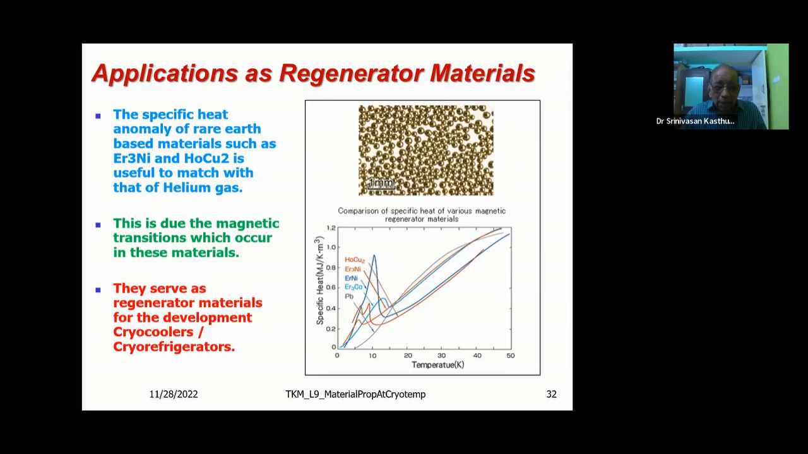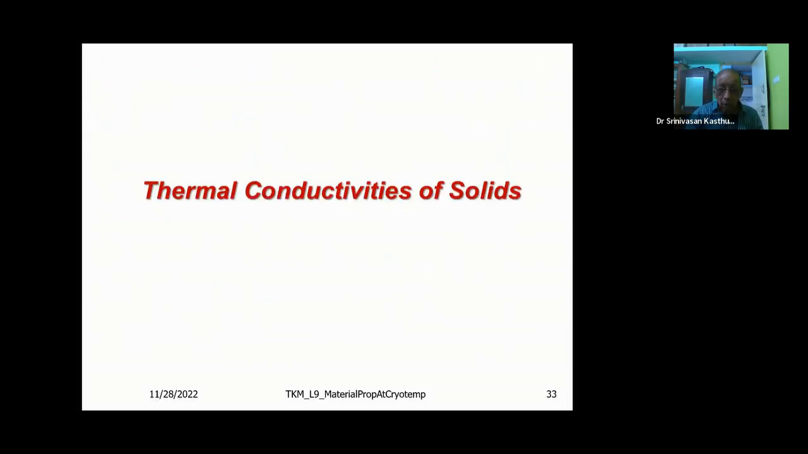Now, the reason why there is an increase in specific heat is because, for example, here, holmium copper, erbium nickel, erbium-3 nickel, and so on. These materials have got increased specific heat because of what are known as the magnetic transitions which appear, and therefore the materials become useful at low temperature because of the enhanced specific heat. Let us come to the thermal conductivity of solids.